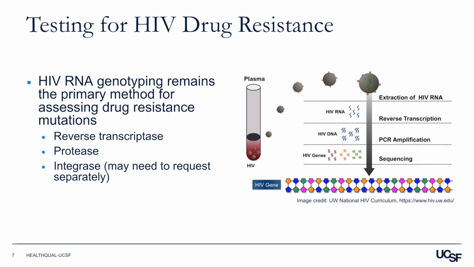So how do we test for HIV drug resistance? The main method that we use is HIV RNA genotyping. And this is available for the 3 enzymes that are listed below. It's standard for most assays to check for reverse transcriptase and protease mutations. You sometimes have to ask separately for integrase drug resistance testing. I know that's how it is in the United States.